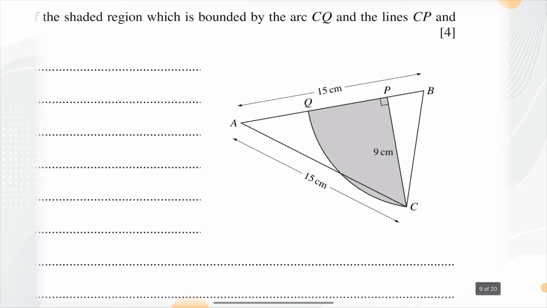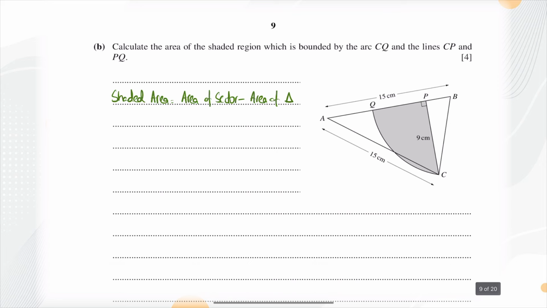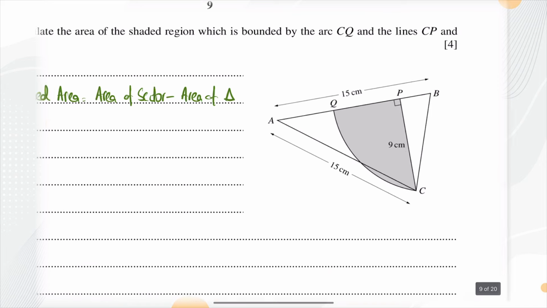Sir, the one thing I think is that we can solve the sector area, and then after that minus the area of the triangle. Good. Sector PBC minus the area of triangle. Which triangle are we talking about over here? PBC. Yep, we're talking about PBC. Okay, so that's the equation. The shaded area is equal to area of sector, okay, minus the area of triangle. Okay, perfect.